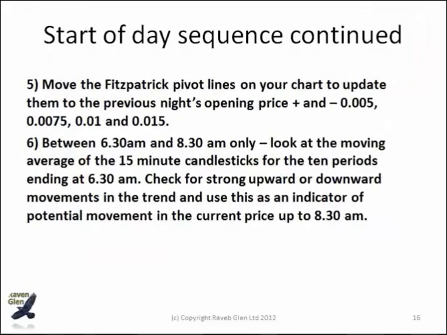Next I make sure that Jeff's lines, or the Fitzpatrick pivot lines as some people call them, are in place. This means putting in the 50, 75, 100 and 150 lines away from the previous night's 10 o'clock opening time, and that's plus and minus those figures. However, on my computer, these are drawn automatically at 10 o'clock every night. I have a piece of software that does that.